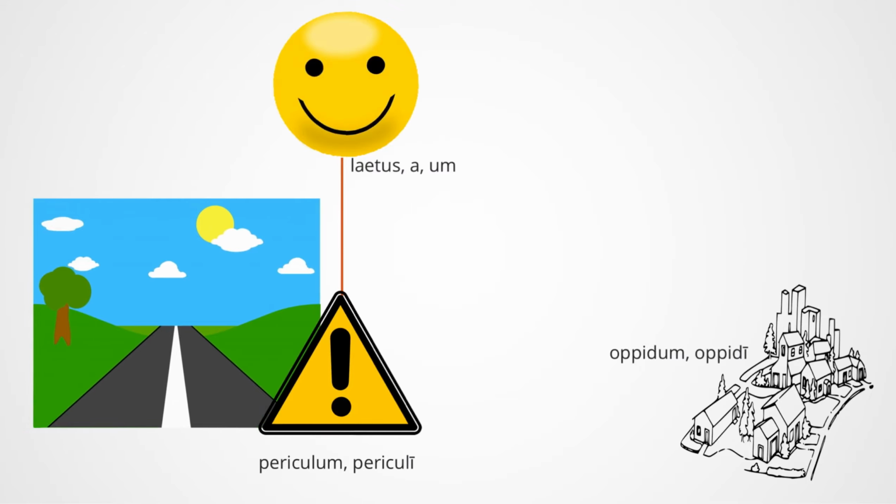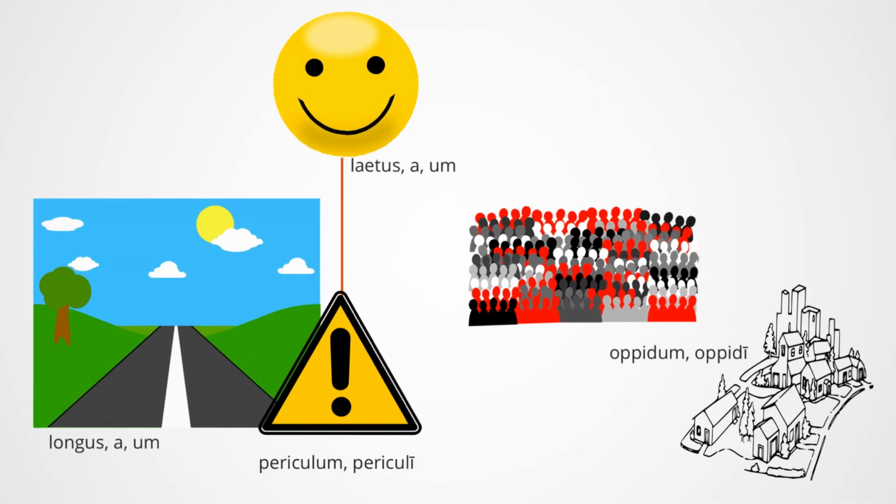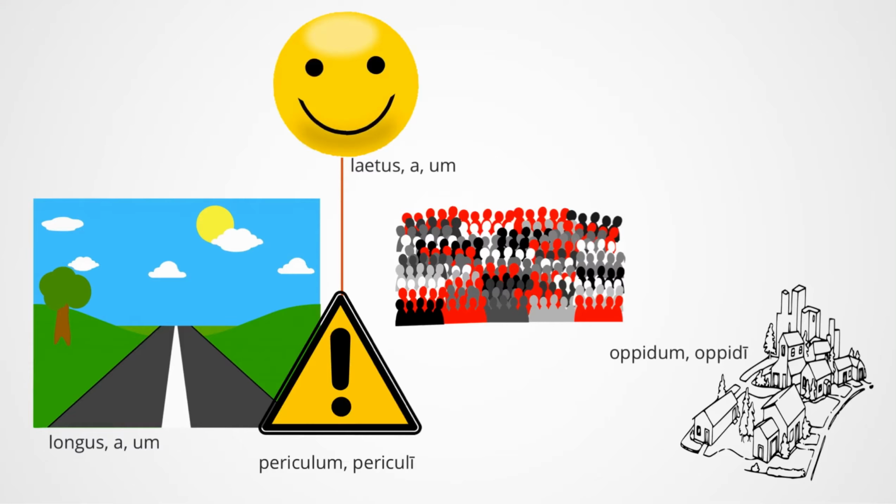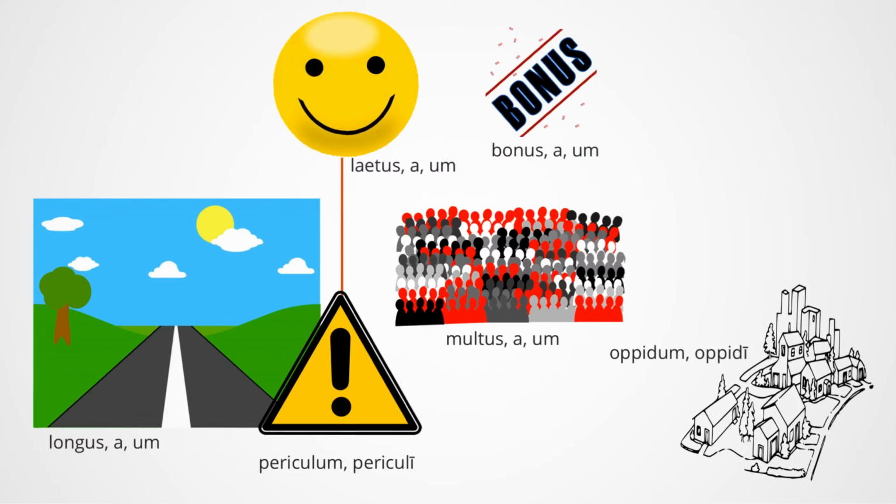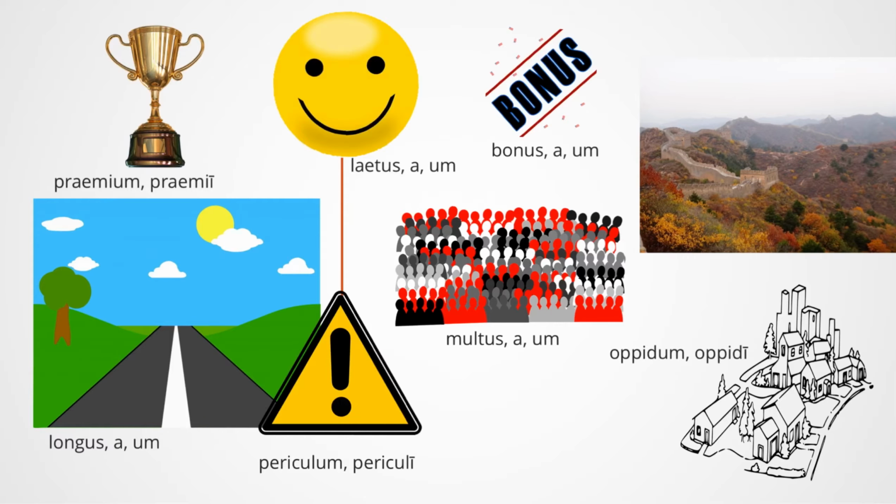What is the Latin word for long? Just stick a noun a, um on there. Longus, a, um. Then we have many. That's it. Multus, a, um. Good. Bonus, a, um. How about reward? Praemium, praemii. And last one, what is the Latin word for great? Magnus, a, um. Great job, guys.